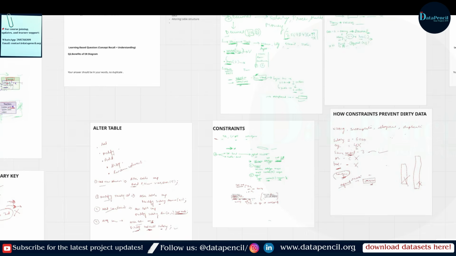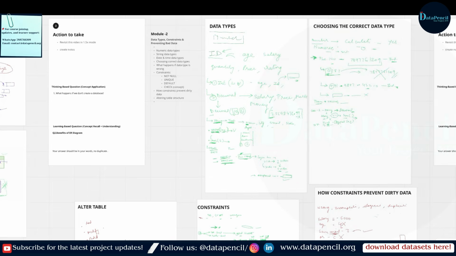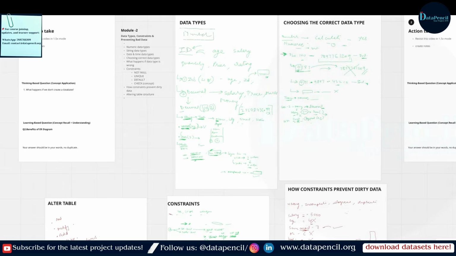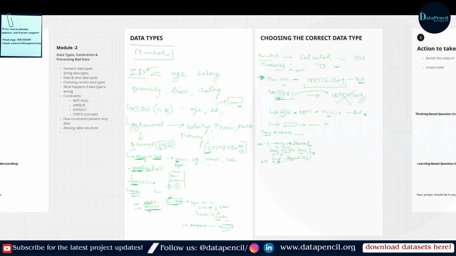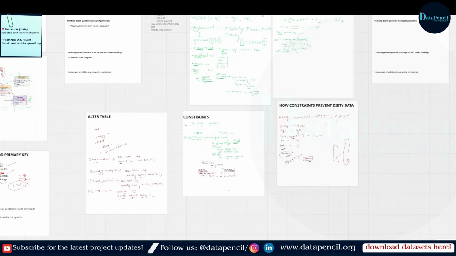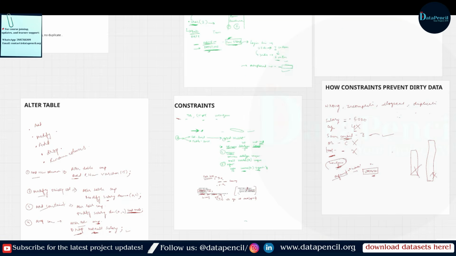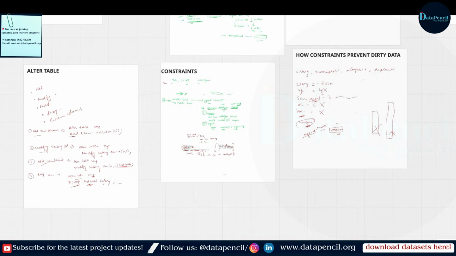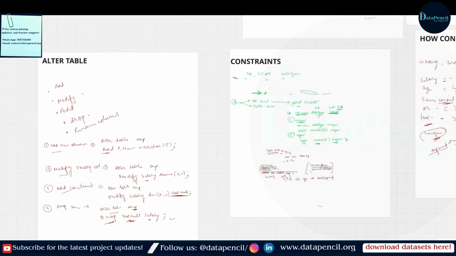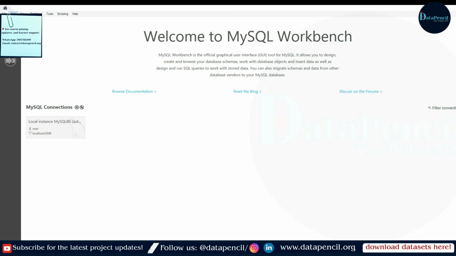So what we have discussed: the data types. We have seen some cases where mistakes might happen while choosing the data type, and then we have seen the constraints. What are constraints? How constraints prevent dirty data, and then how to alter our table. These are the topics that we have discussed today. Alright, so now whatever we have learned in theory form, we will do it in a practical way, correct? So let's open your MySQL Workbench and try to do it along with me, because you already know the logic, you already know the concept, so you can do it with me.